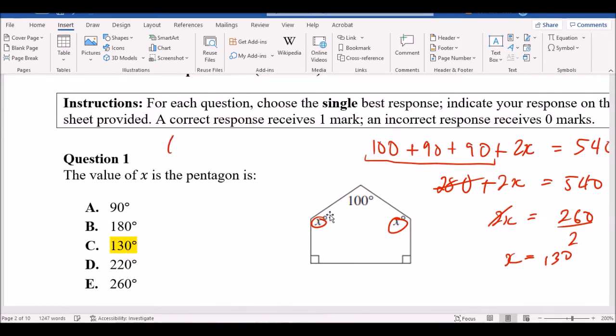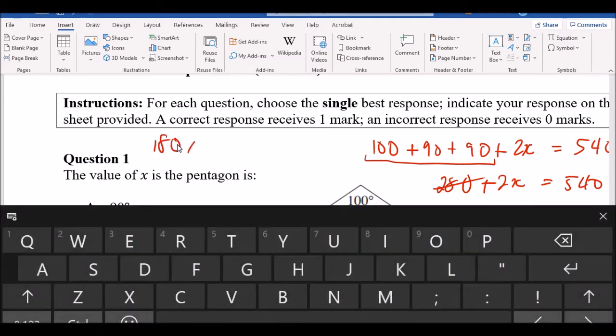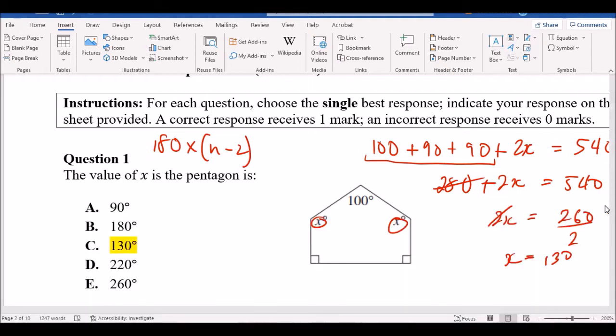It's going to be, I think it's 180 times n minus 2. So that basically gives you the number of degrees for any shape. N just refers to the number of sides. But I think most shapes will just be squares in the exam. Squares, rectangles, pentagons like this, or at most a hexagon. Yeah, that's it. We won't go with anything more than that.